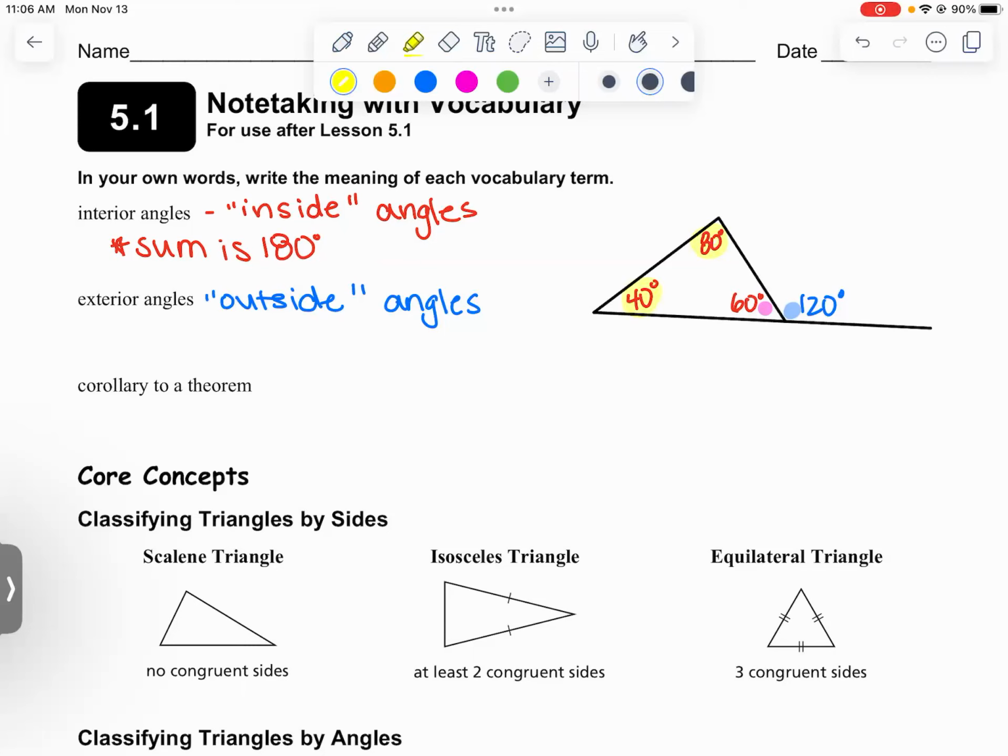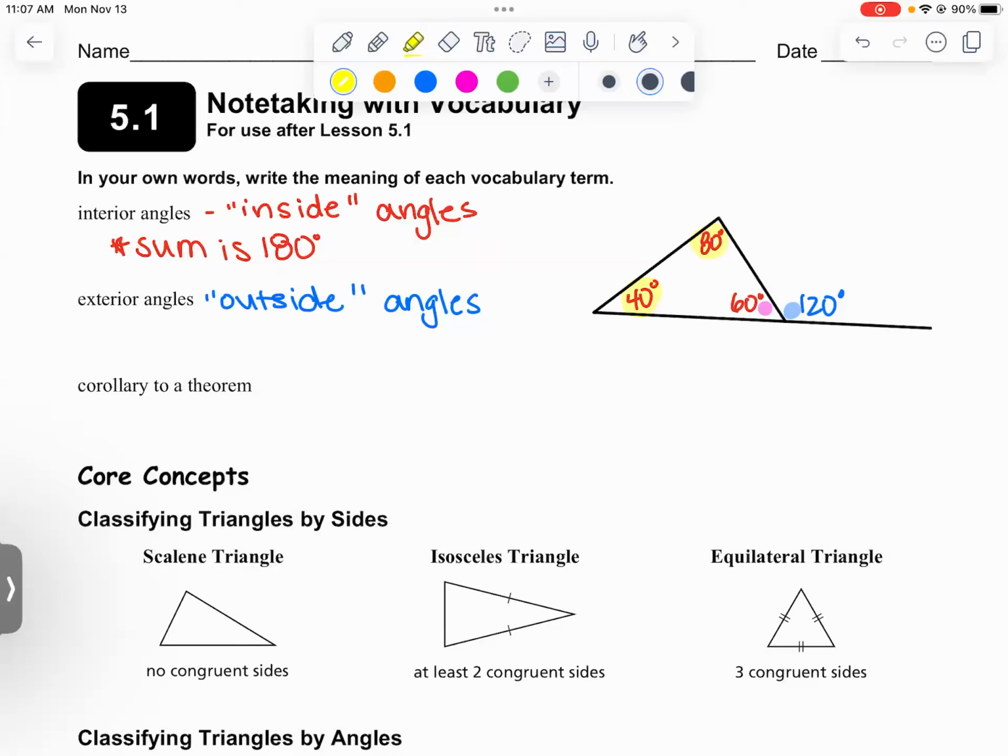Oh, wait. Notice, is it adjacent? These two add up to this one. Let's talk about why. The 3 angles of a triangle add up to 180. These 2 angles are going to add up to 180. So whatever this angle is, the leftover has to equal that. Isn't that cool?